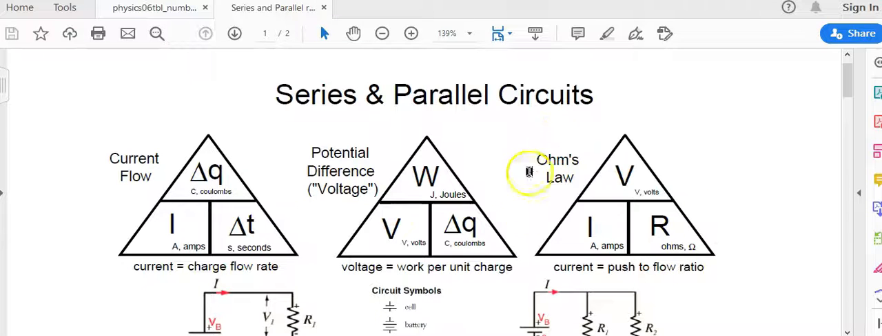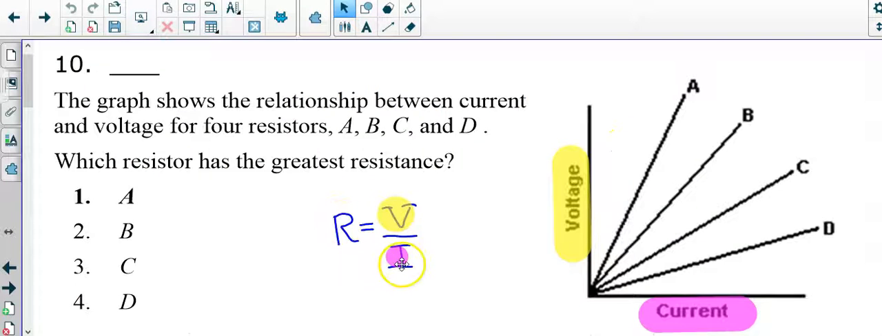Here it is, which is also, of course, on the reference table. R is V divided by I, and we see the delta Y over delta X, so the highest slope should give us the highest resistance. Choice A. Let's take a look at another one.